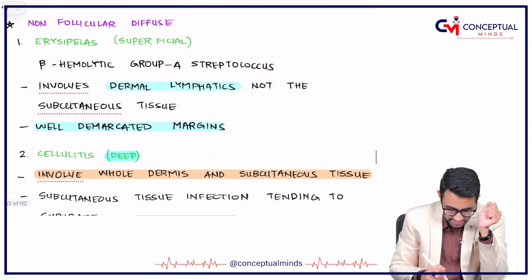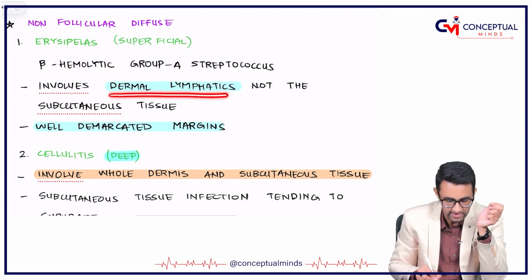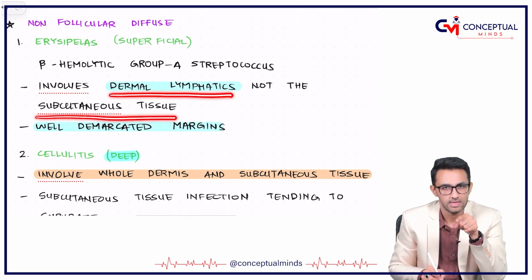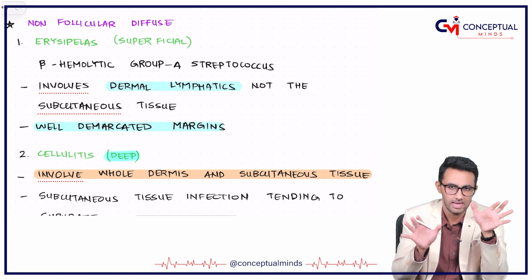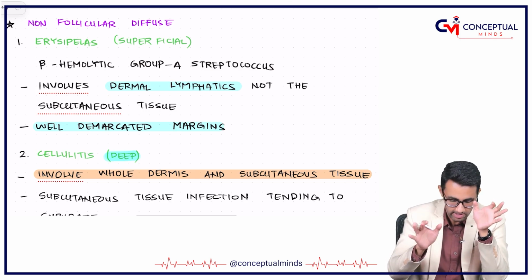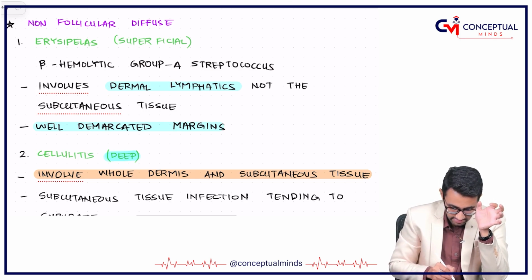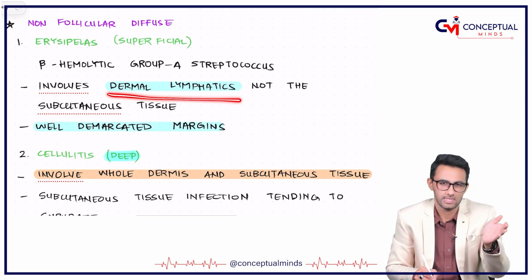The reason it is very well defined is that it just involves the dermal lymphatics. It does not involve the subcutaneous tissue. The further one, cellulitis, involves the subcutaneous tissue. That is the reason it presents as a non-marginated infection. Because erysipelas only involves the dermal lymphatics, we have very well marginated lesions.